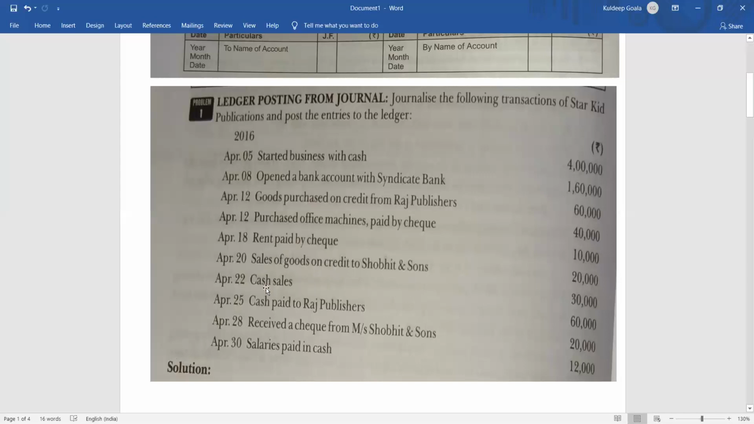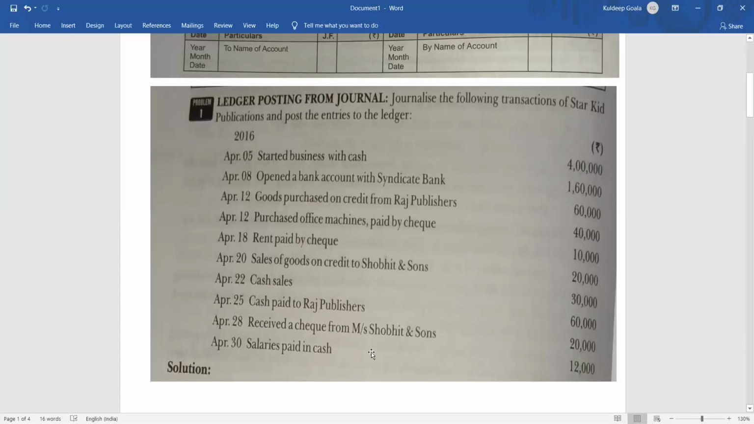9 ledger accounts. Then cash sales. Cash sales means one is cash, one is sales. So cash we have already prepared and sales we have also already prepared. So no need to prepare a new account. In the existing accounts, whatever you have already prepared, you will be writing it there. So no need to prepare. Already we have 9 accounts, so it is 9 till now. Then next comes the cash paid to Raj Publisher. Now we know that we already have the cash account, and the next one is Raj Publisher. Raj Publisher we have also already prepared, so no need to prepare any more accounts here. So we have 9 now.